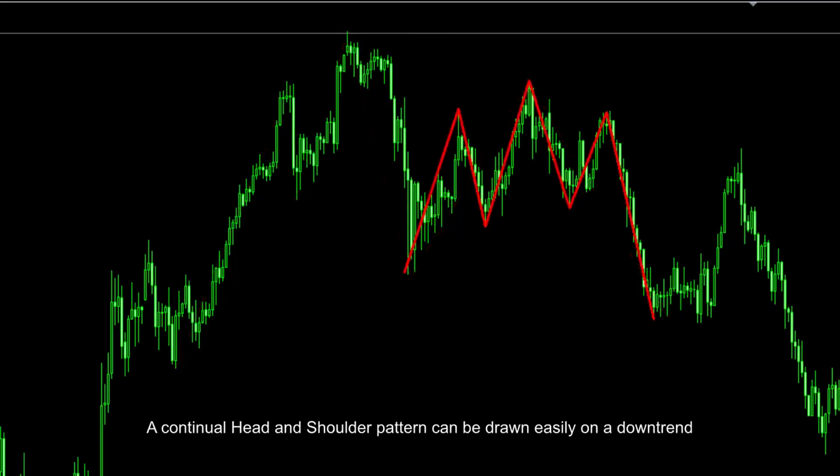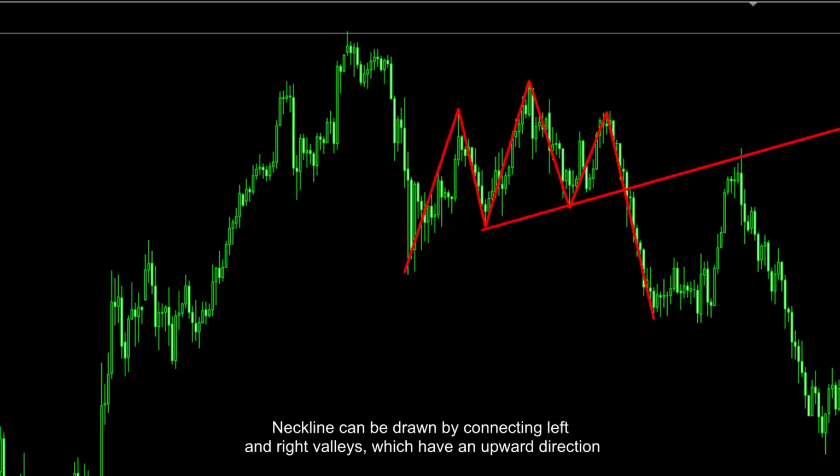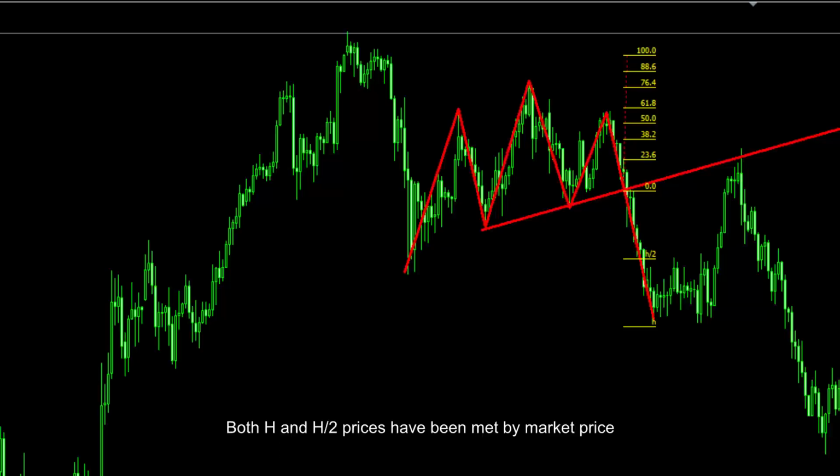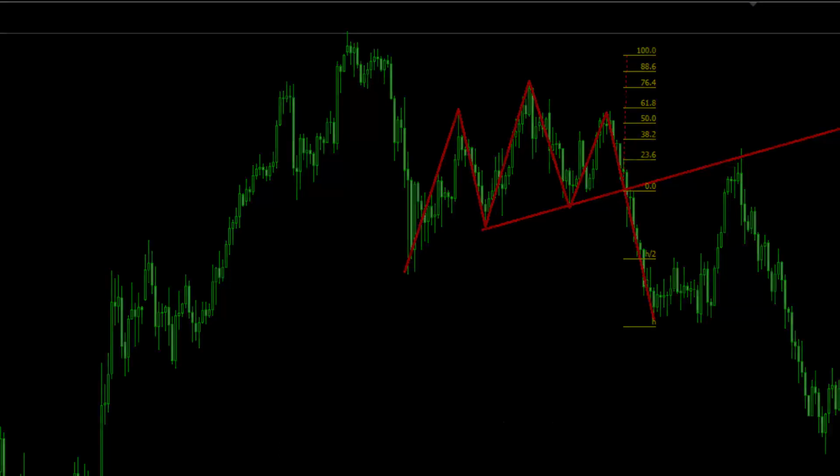A continual head and shoulder pattern can be drawn easily on a downtrend. The neckline can be drawn by connecting the left and right valleys, which have an upward direction. A Fibonacci pattern can help a trader to find the H2 and H prices easily, as in the previous example. Both H and H2 prices have been met by the market price.